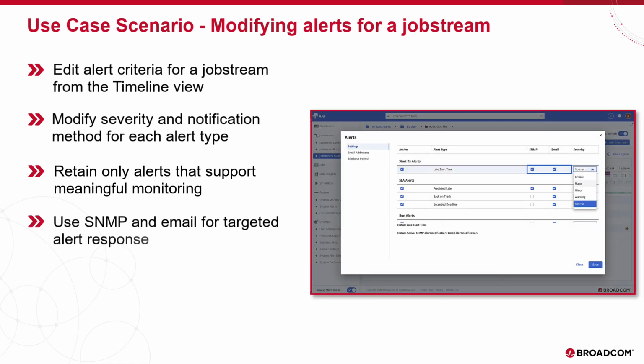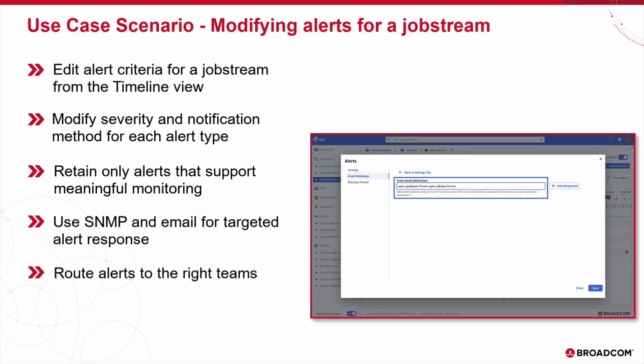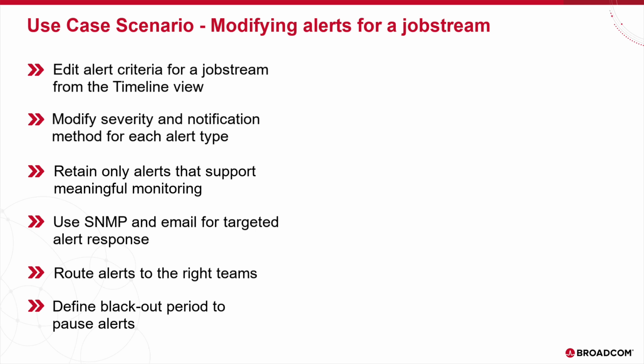Enable SNMP traps and email for targeted alert response. Route alerts to the right teams to reduce noise and streamline response, and define blackout periods for when the runs have no business impact. With that, we conclude this video on reconfiguring alerts for a job stream.